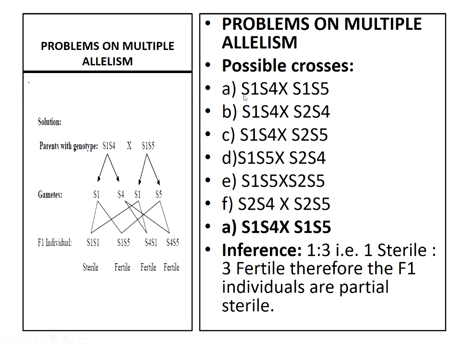First, let us write down the possible cross between S1 S4 and S1 S5. These are the parents, and the gametes are S1, S4 and S1, S5. The F1 individuals are S1 S1, S1 S5, S4 S1 and S4 S5. As noted, in multiple allelism, if S1 pollen falls on an S1 style, the result will be sterile. So the individual S1 S1 is sterile, whereas S1 S5, S4 S1 and S4 S5 are fertile. The result is 1:3, that is one sterile and three fertile. Therefore, the F1 individuals are partially sterile.